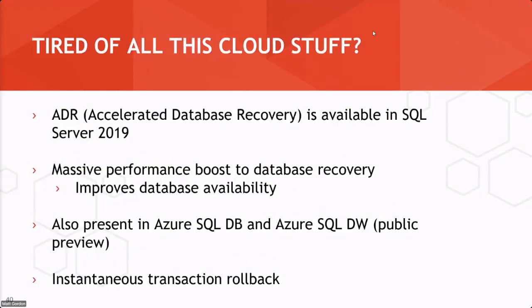Last but not least, all right, cloud stuff. Are you tired of it and you're wondering, all right, I need to increase my HA, I'm not going to get to go to the cloud anytime soon, I'm really bummed. How can I make things more highly available on-prem? SQL Server 2019 has what's on the slide, ADR. It's really cool. What it does, they would tell you it's instantaneous transaction rollback. You can debate that, but it's certainly much faster.